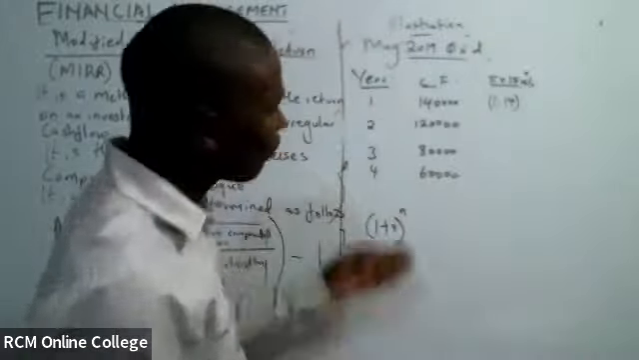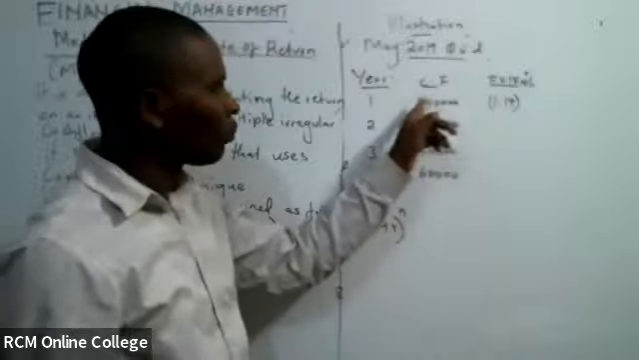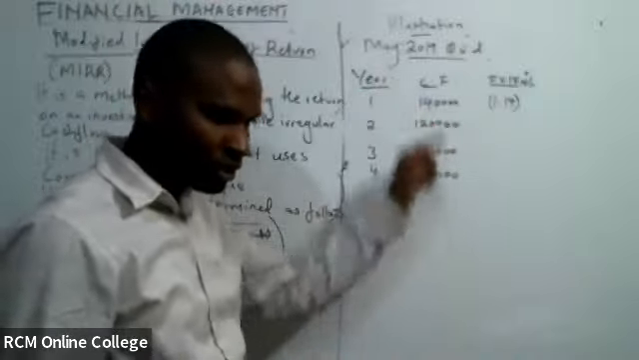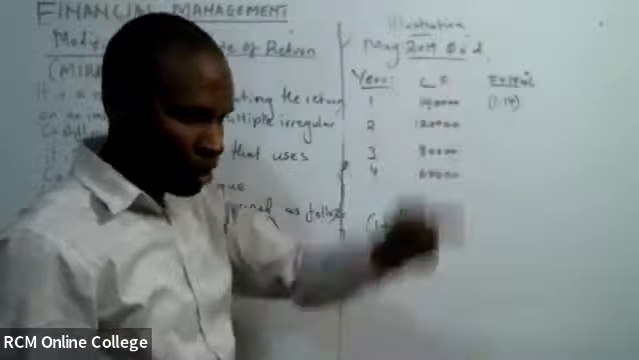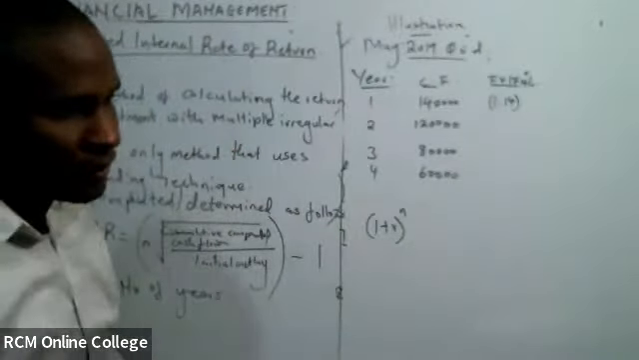By the way, my 140 will be compounded for how many years before we get to the future? How many years will 140 be compounded, before we get to the 4th year?